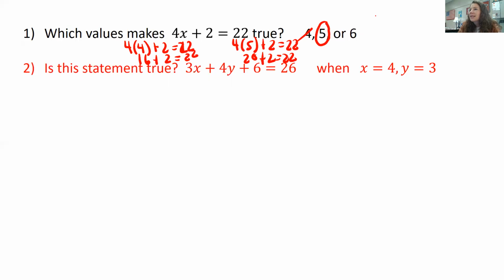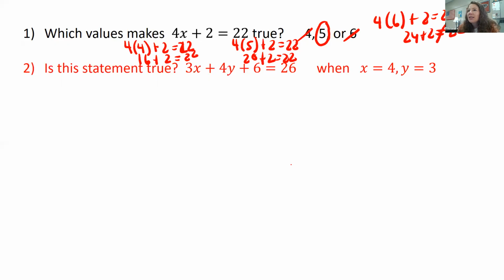Yes. And what about 6? Well, 4 times 6 is 24, and 24 plus 2 is not 22. So the only number that makes that statement true is when x is equal to 5. When x is equal to 5.